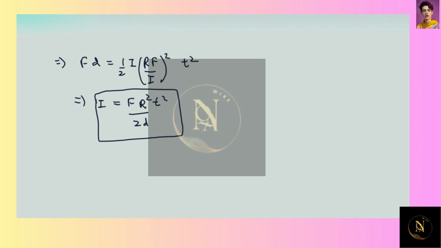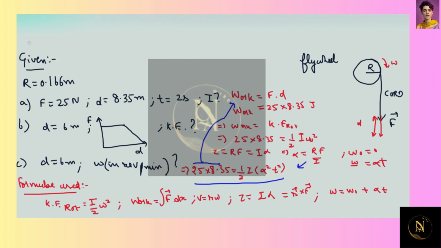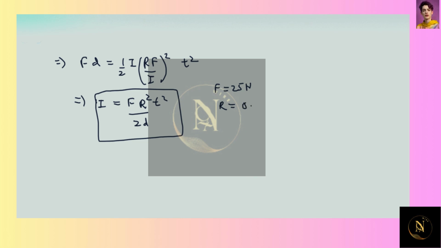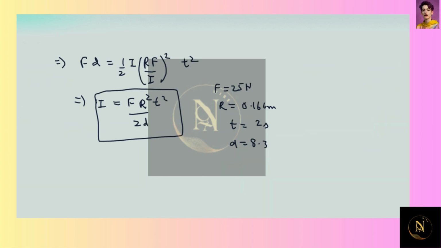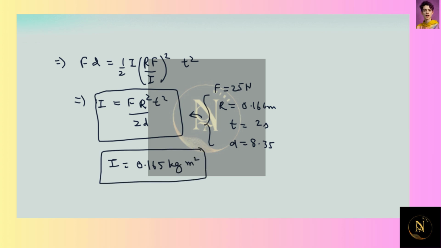Now we know the value of F, which is 25 Newton. We know R, which is 0.166 meter, we know time, which is 2 seconds, and we know d, which is 8.35. Putting all these variables in, we get I equals 0.165 kg meter square. So that's your answer for part A. We are done with part A.